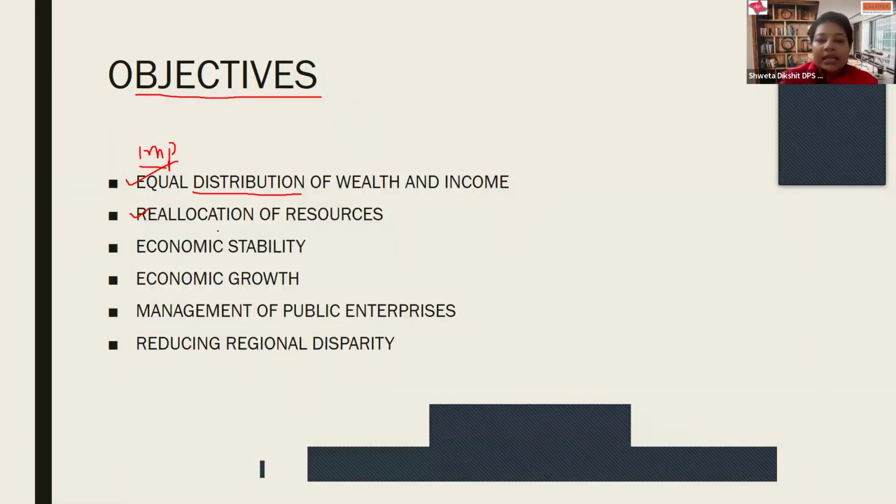How is it done? Again, it is done with the help of government welfare schemes like poverty alleviation programs and subsidy programs, and also by charging higher taxes, direct and indirect, on the people. Direct taxes, as I just mentioned, are income tax, property tax, wealth tax and many more, whereas indirect taxes are GST and other taxes. Now comes economic stability.